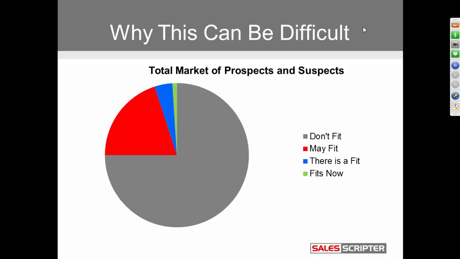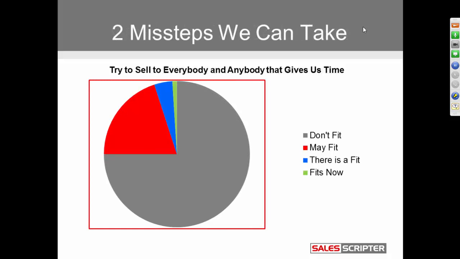But there is that thin sliver, and that's ultimately what we're looking for. That green sliver there is what we're trying to pursue. Now, when we're trying to pursue that, we can fall into 2 different traps. One is that we try to sell to everybody. We go out there and we try to sell to the entire pie.